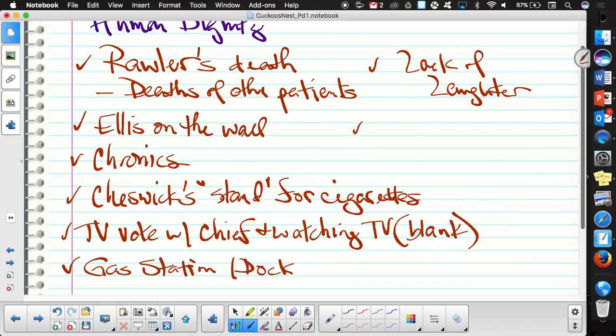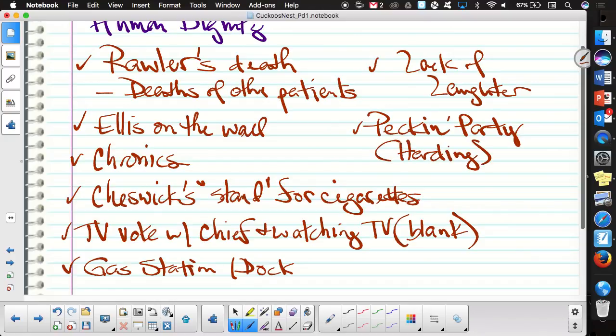The pecking party. No, you're going same place with it. Well, remember, the patients are kind of pecking at one another. Harding is the victim, so to speak, in this example, when McMurphy's going, hey, wait a minute. And after the pecking party is then when you have Harding mentioning the whole rabbit-wolf kind of idea.